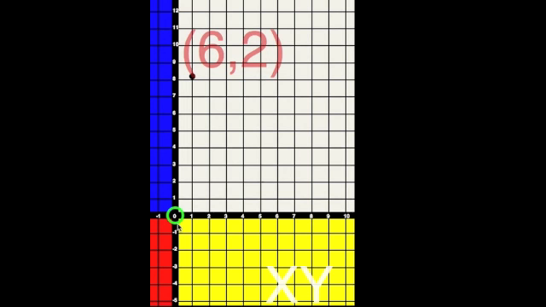The next point is 6, 2. Starting at the origin, count over 1, 2, 3, 4, 5, 6. We're at the first coordinate. Now we go up to the second. 1, 2. Press the space bar. Notice that the program connects the two lines, but the student has plotted the points. 9, 7. First coordinate is 9. Count over 9.